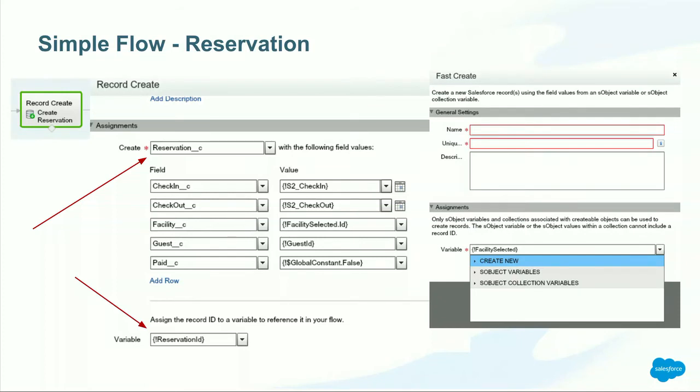This time, I go for a record create instead of a fast create. The main difference is that with fast create, we need to pass an S-object with all the information. So I need a previous step in order to populate all the information. However, with record create, I can pass all the information in this single step. I'm just saving one step.